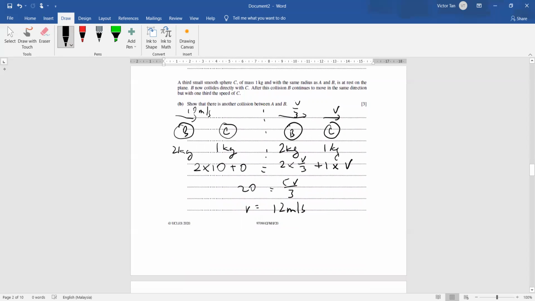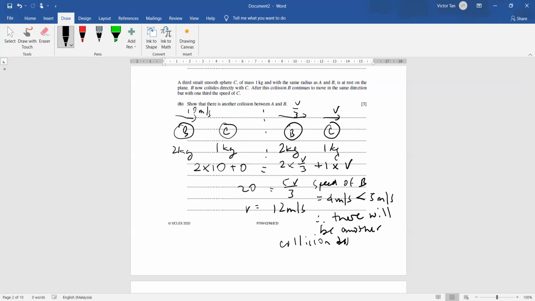So the speed of B is 4 meters per second, which is smaller than 5 meters per second, which is the speed of A. Therefore, there will be another collision between A and B. Okay.